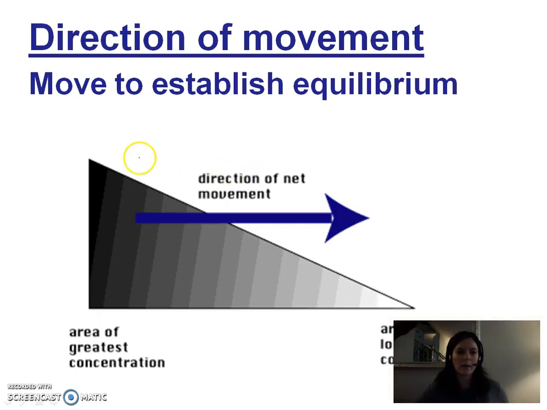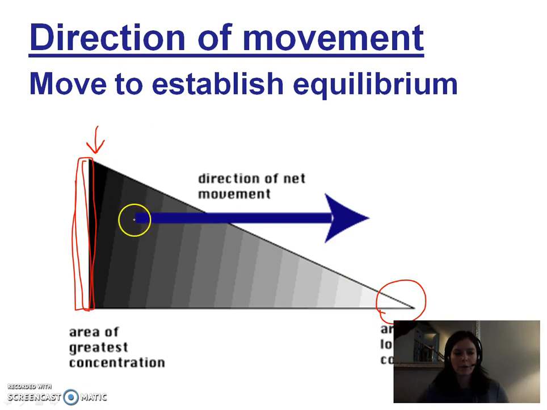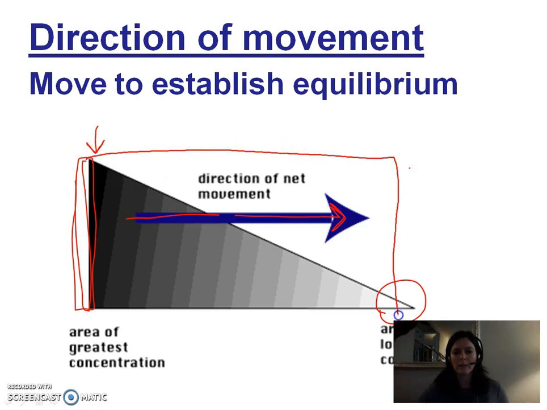Here's another idea. In this example, you can see that we're basically using color to show the high concentration, this dark black region, shows the high concentration here on the left, and a low concentration on the right where you see the lighter color. Movement is going to occur to the right. These molecules are going to move from the area of high concentration to the area of low concentration until you have a completely even distribution of molecules across that space.